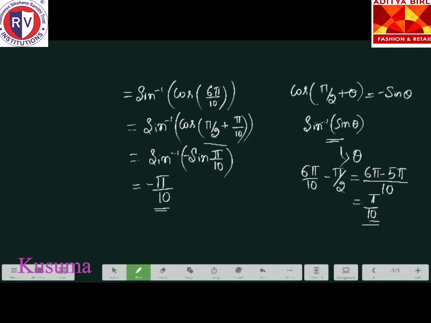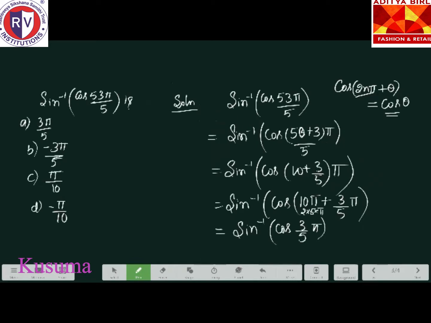Ma'am, can you repeat this sum, ma'am? Okay, entire thing. Yes, ma'am. Okay, listen. We are supposed to find out sine inverse of cos of 53 pi divided by 5. The options given are 3 pi by 5, minus 3 pi by 5, pi by 10 and minus pi by 10.